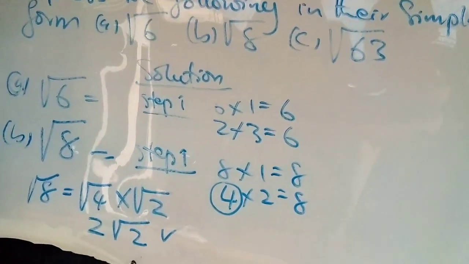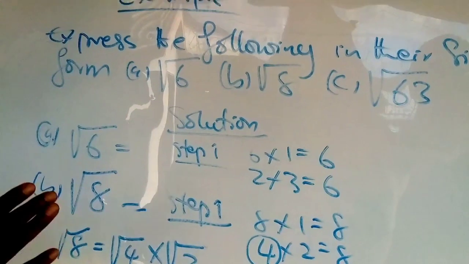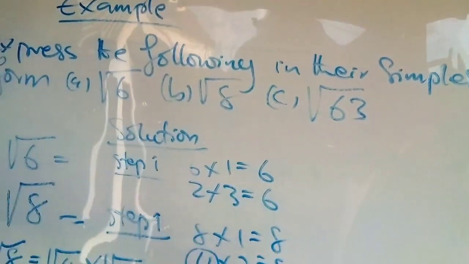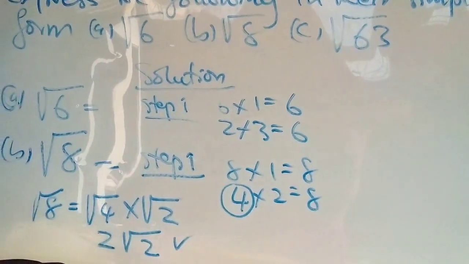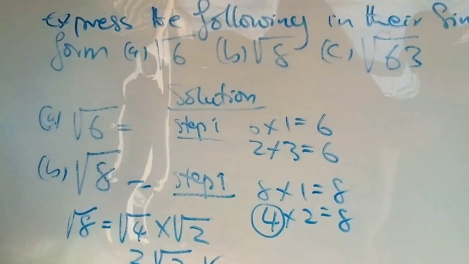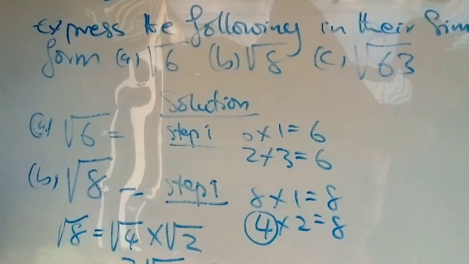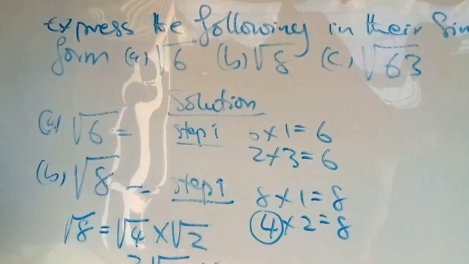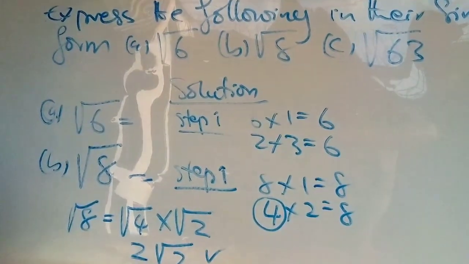Remember the procedure. Always ask yourself, what are the factors of that number? And I'll show you some examples for smaller numbers. I will still show you when you have larger numbers, how do you get the factors? These are the basics. If you can get this point, you can solve any surd as you proceed.